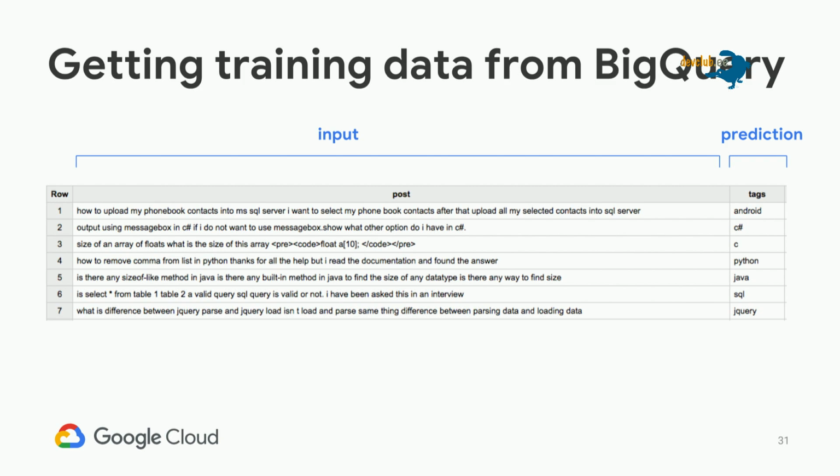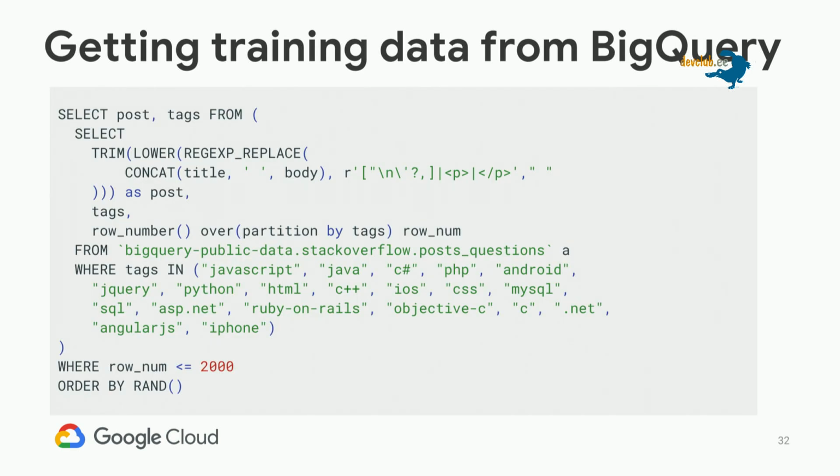So this is what the input to our model looks like, and this is what the prediction looks like. Now obviously we can't feed text directly into our model. We need to get it into a format that our model can understand, which is what I'm going to talk about in a moment. But first, we needed to get the training data from BigQuery.